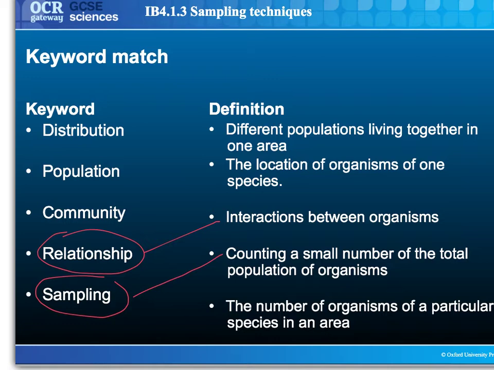When we look at a community, we're looking at different populations living together in one area. The distribution is the location of organisms of one particular type of species, and population is the number of organisms of a particular species in an area. If these are of any difficulty to you, I think it's time you started revising again on this area.